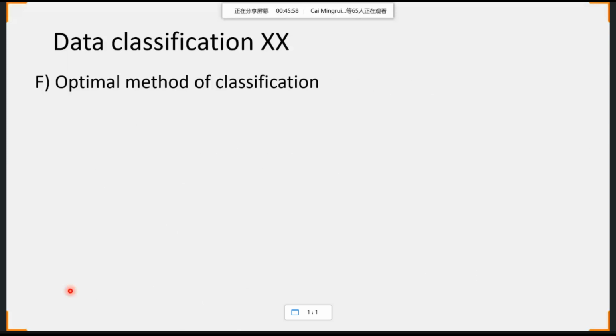And before I start with the last one, this is the most complicated one. Let's take the break now.